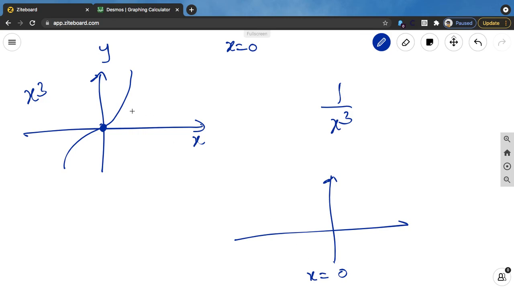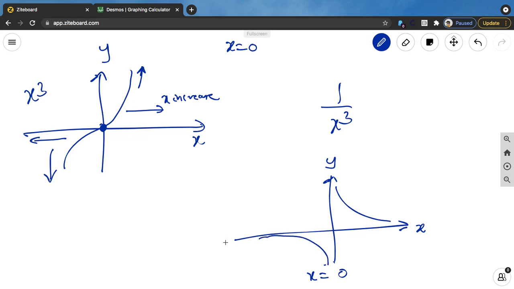Okay. What happens on the right side of x? When x increases, y also is increasing. So what will happen to the reciprocal? As x increases, the reciprocal will decrease. Okay. What about the negative side? Well, the values are negative, but the behavior is the same. As x is becoming more and more negative, y is also becoming more and more negative. So the reciprocal will be the opposite. As x is becoming more and more negative, 1 by x cube is becoming less and less negative, approaching 0.